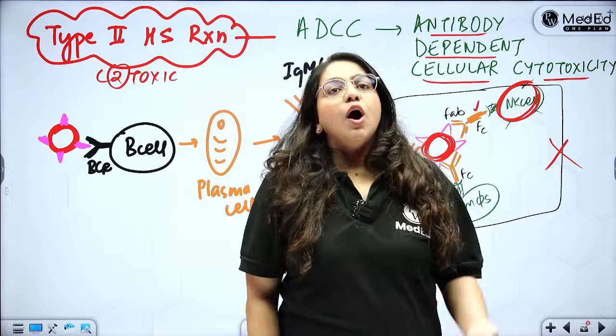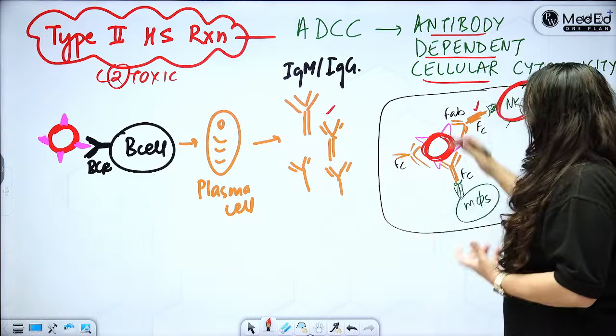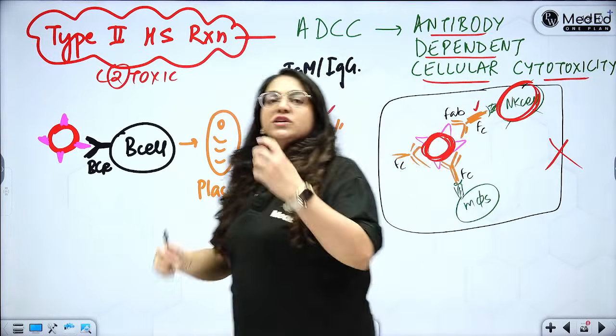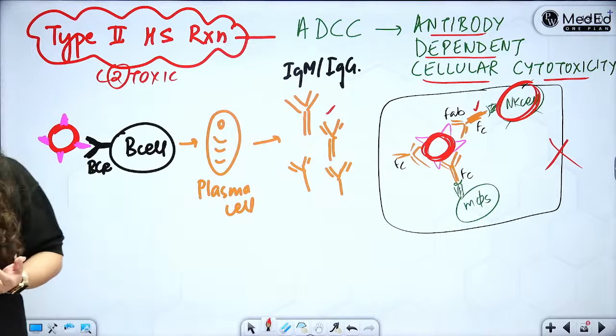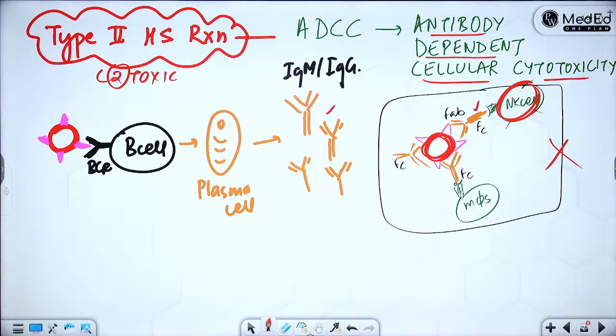Okay? Or there can be complement pathway which can get activated. So the C3b will either cause opsonization or there will be the MAC complex formation. Right?